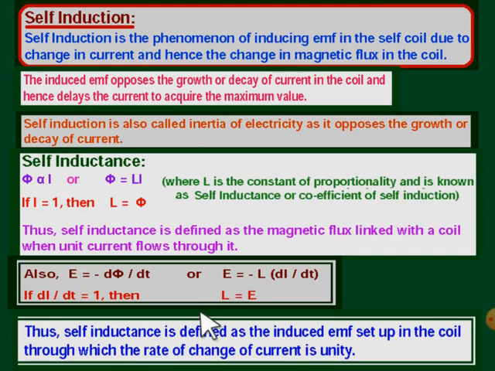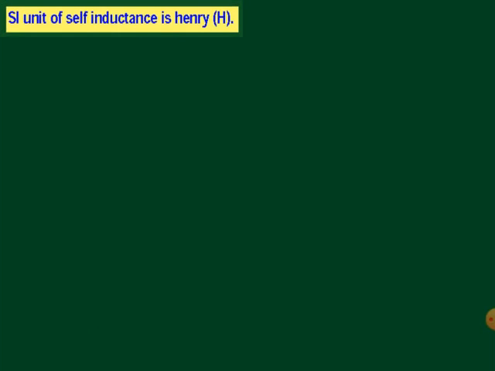Got it? It is defined from this expression, taking this condition. So self-inductance is defined as the induced EMF set up in the coil through which the rate of change of current is unity. Similarly, we can also find out the coefficient of mutual induction also; that will come later on.